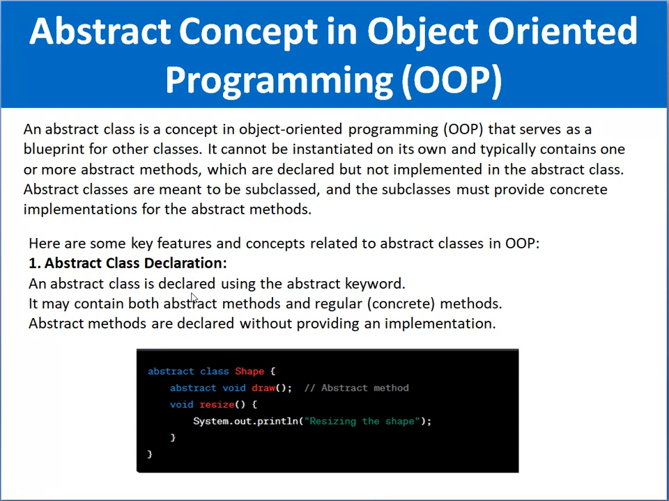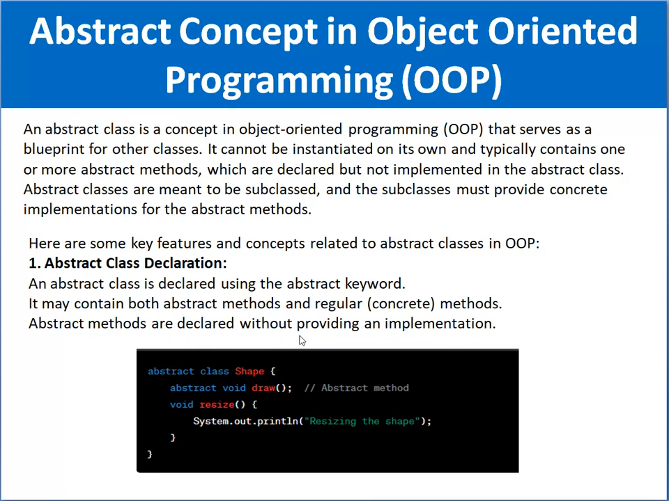An abstract class is declared using the abstract keyword. So this is the abstract class. Why? Because it has the keyword abstract here. It may contain abstract methods, like this abstract void draw, this is the abstract method, and regular concrete methods like void resize, this is a normal method.